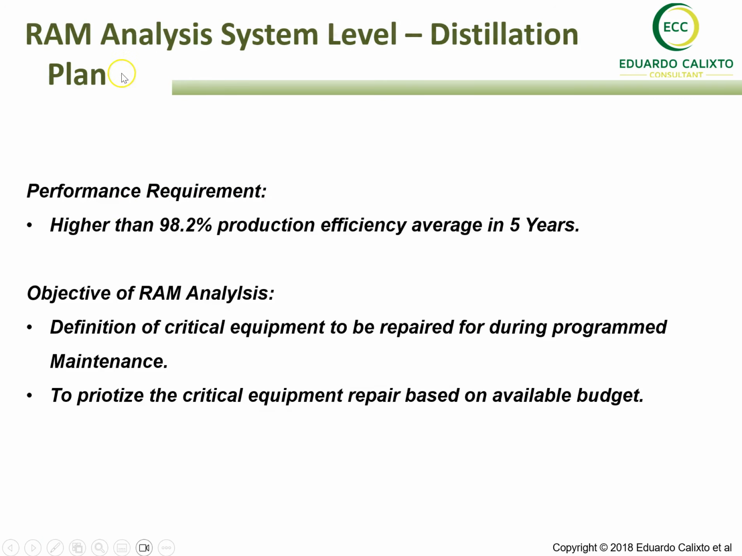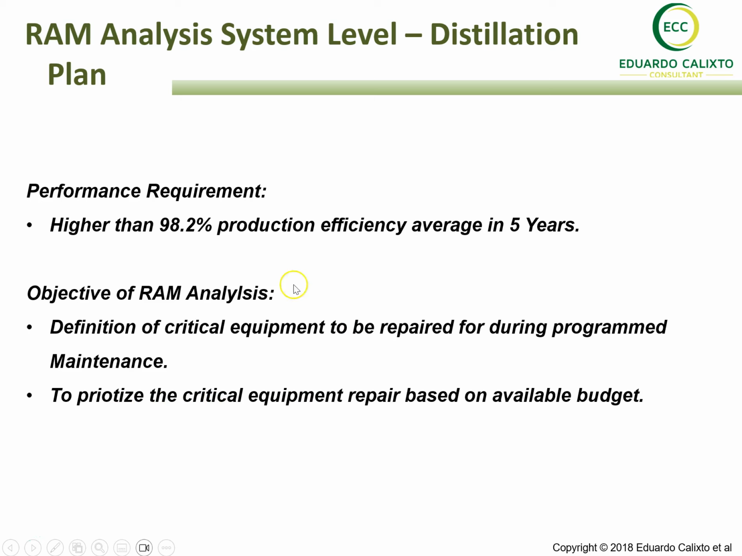The performance requirement for this distillation plant is that it needs to achieve a minimum of 98.2% average production efficiency in 5 years. And the objective of this RUN analysis, defined before, is to define the critical equipment to be repaired during program maintenance, in order to assure that the distillation plant will achieve this 98.2% in the next campaign.